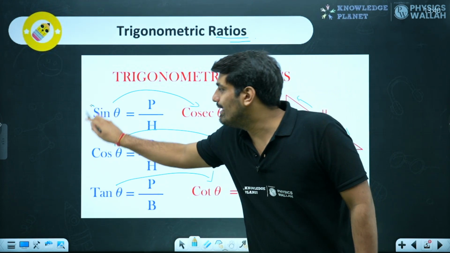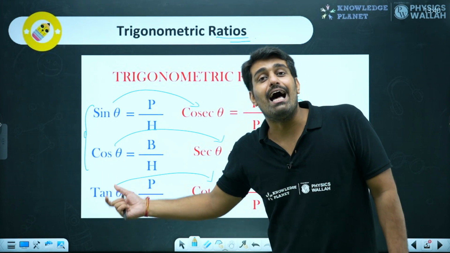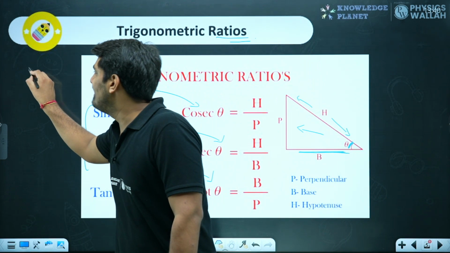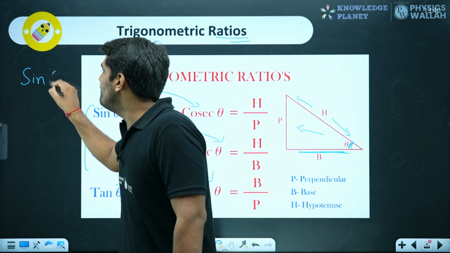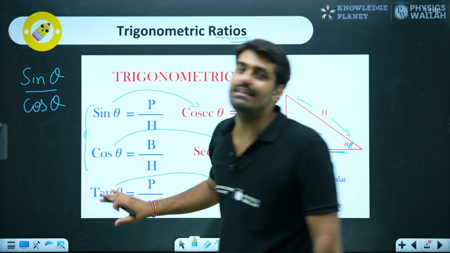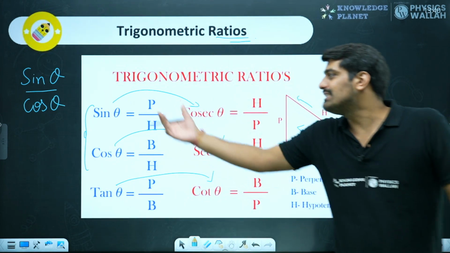But a relation between sine theta, cos theta along with tan theta is also there. That should be known to you. That is like this. Sine theta, if divided by cos theta, will give you what? Will give you the value of tan theta. This is the relation of tan theta with sine and cos as well.